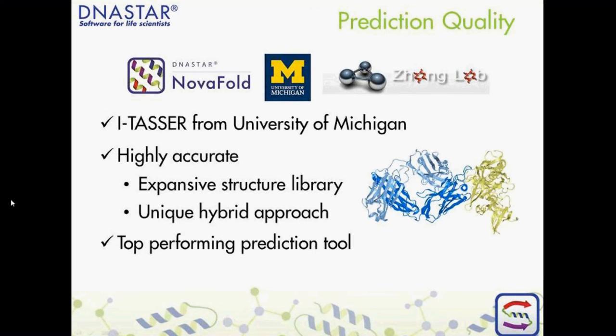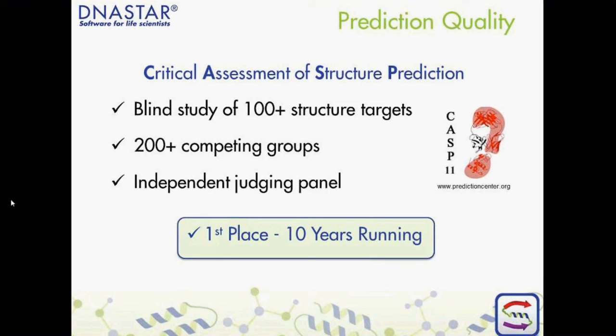Here at DNASTAR, our development efforts are driven by quality and accuracy, and our NovaFold software is no exception. NovaFold uses the highly accurate I-TASSER algorithm, which was developed by Dr. Zhang at the University of Michigan. NovaFold uses a unique hybrid method to build full 3D atomic models of proteins with unknown structures. I-TASSER is the leading algorithm for structure prediction. For the past 10 years, it has won the CASP competition as the best algorithm for predicting unknown protein structures.